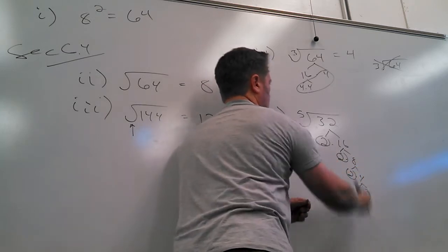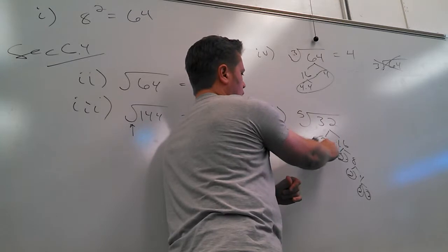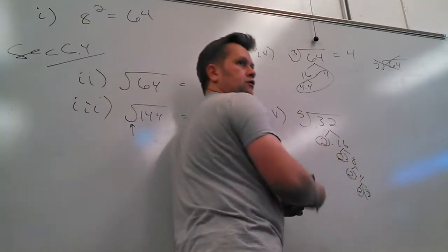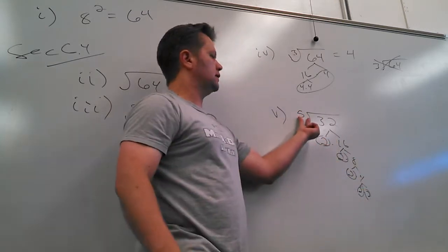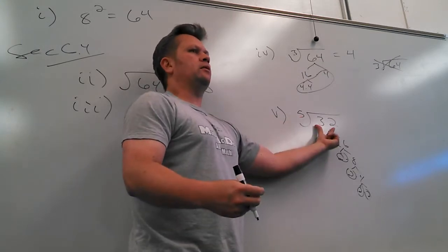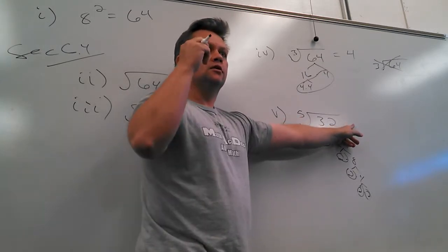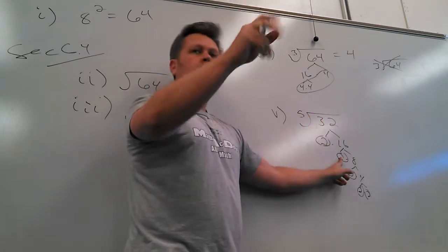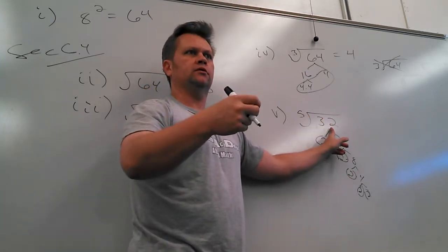So what does 32 take to make it? It takes 1, 2, 3, 4, 5 twos. So what question is this asking? What does it take 5 of to multiply to be 32? So the answer to that question is 2. It takes 5 twos to multiply to be 32.